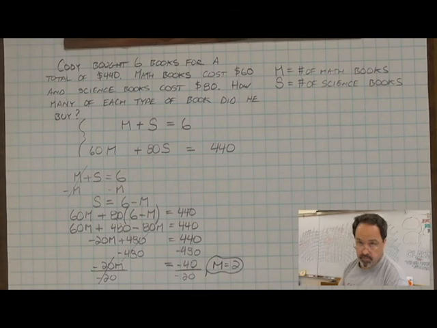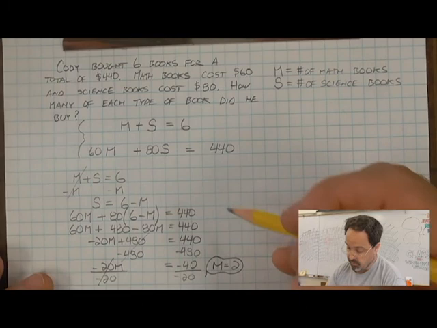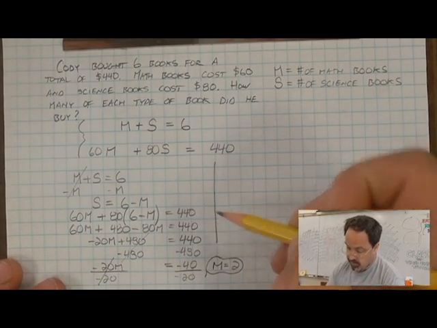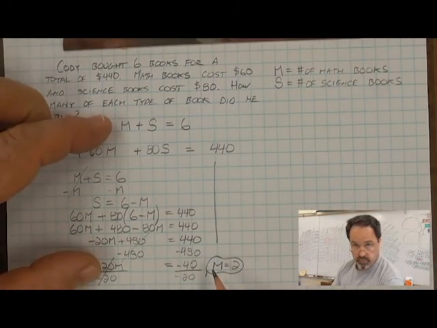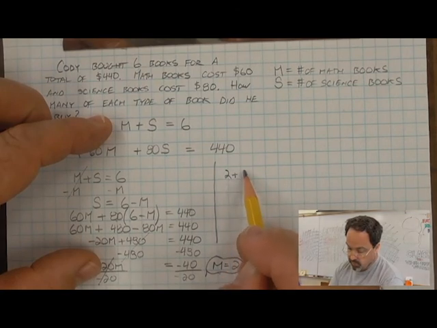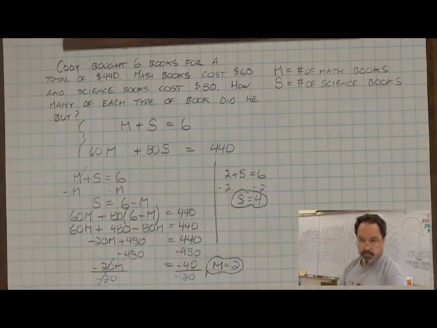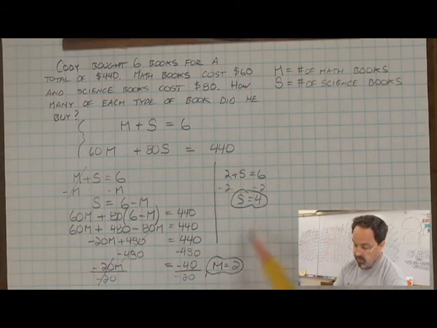I found the value for m. M is the number of math books purchased. Finding s is going to be quite simple. I'm going to take one of the original equations, I'm going to substitute what I found m to be, and rewrite it. Instead of m, I write 2, plus s is equal to 6. Solving for s is as simple as subtracting 2 from both sides, and when I do, I found the value of s. I have 2 math books purchased and 4 science books purchased.